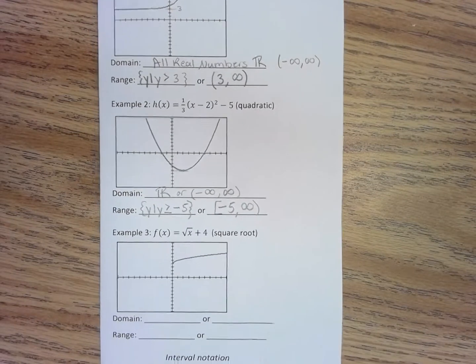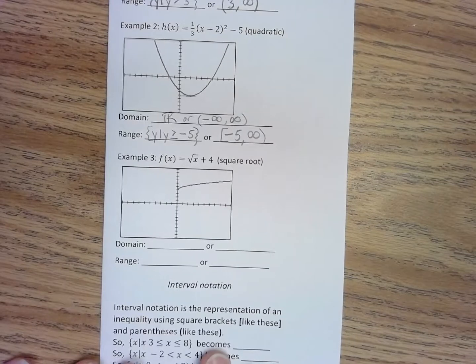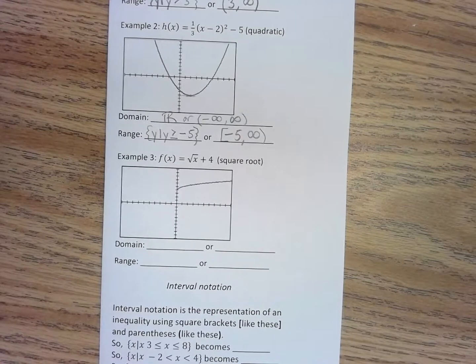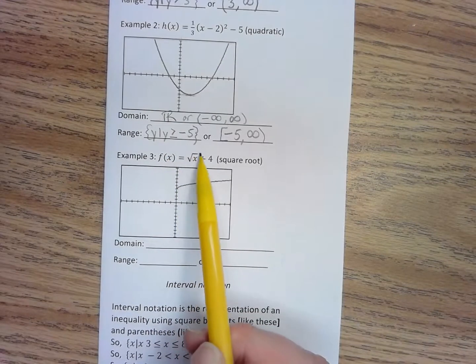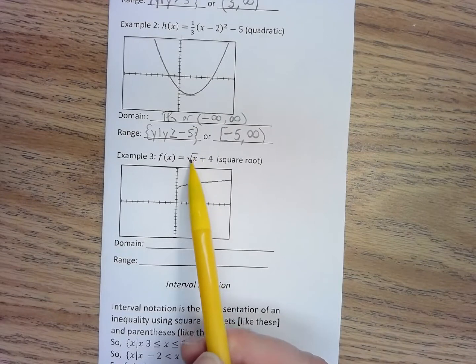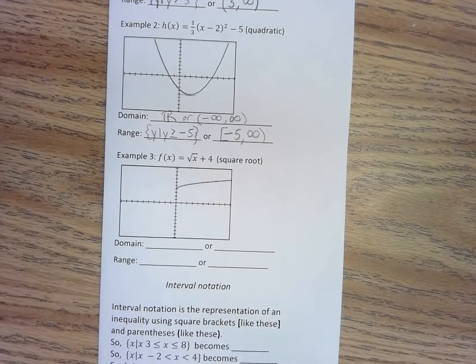Let's look at another one here. Here we have a square root function. So our domain would not actually be all real numbers. If you have ever set the radicand greater than or equal to 0 and solved for the domain, you should know that that is the case here for this square root function.